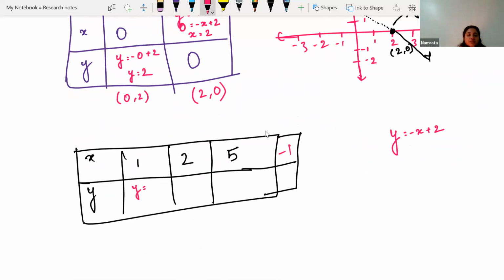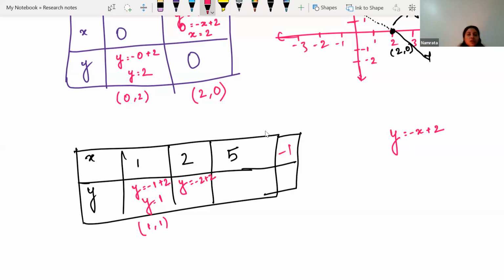So y equals, x I have taken as 1. So y will be minus 1 plus 2. Y will be 2 minus 1, that is 1. So I got 1 comma 1 as one of the points. Okay, let's move ahead to the other point. So x I have taken as 2. So y will be minus 2 plus 2.